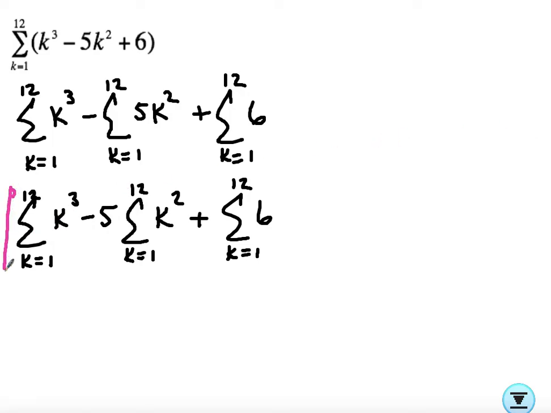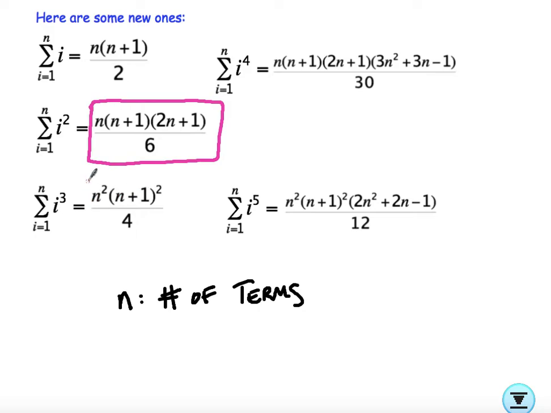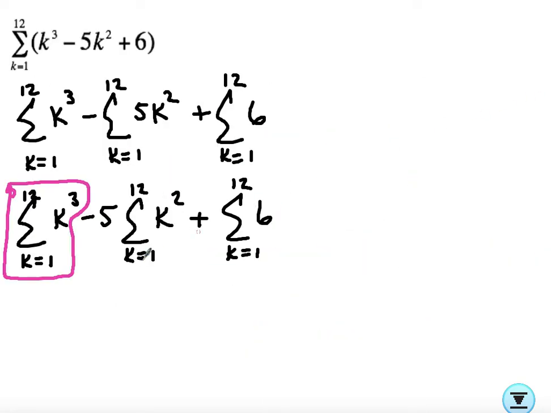Okay, and then I'll color code them. So I'm going to do this first one right here, which is from 1 to 12 of k to the third. Going back to my formula sheet, I would be using this formula right here. Again, n is the number of terms, so I have 12 terms. So it's going to be n squared, so 12 squared, times n plus 1 squared, which would be 12 plus 1 squared, all over 4.